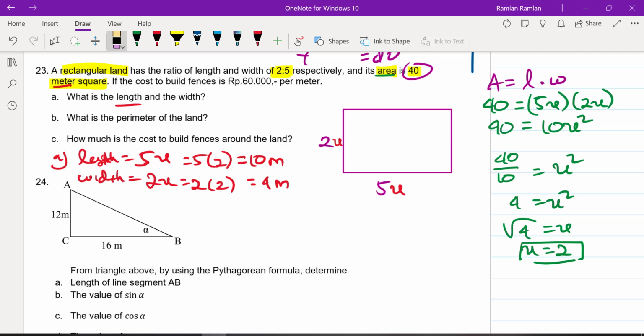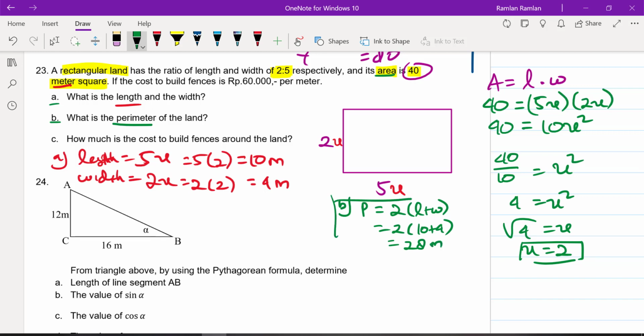Okay, the next one, question B, if you have found the length and the width, the other one is going to be easy. Okay, so question B is what is the perimeter of the land? Perimeter is just like adding all of the side lengths, right? Or you can use the formula. So B is the perimeter. I'm going to use the formula 2 times (L plus W). So that will be 2 times (10 plus 4), and that will equal 28 meter. That's it. Okay, so that's for question B.